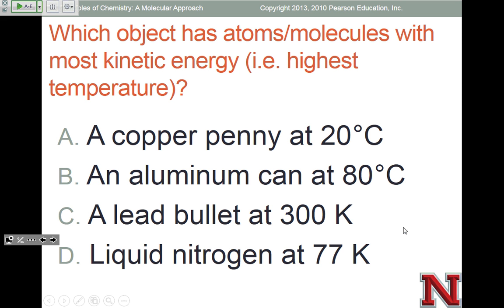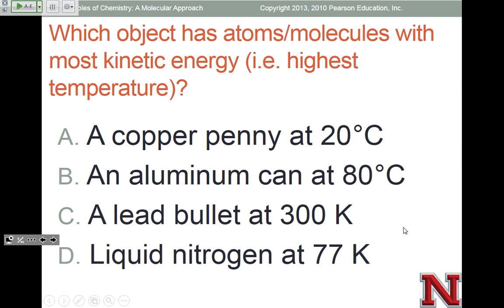So looking at this example, we're comparing Celsius and Kelvin. And the question is, first off, which object has the most kinetic energy? And then I put in parentheses highest temperature. That's one thing that's important. Our molecules will move more at higher temperatures, so we will see a higher kinetic energy at higher temperatures. But we can't compare degrees Celsius and Kelvin.